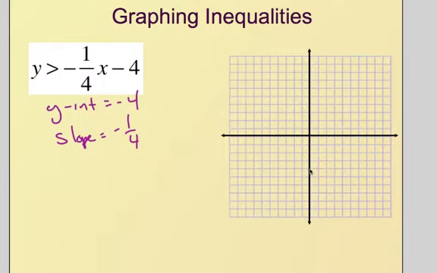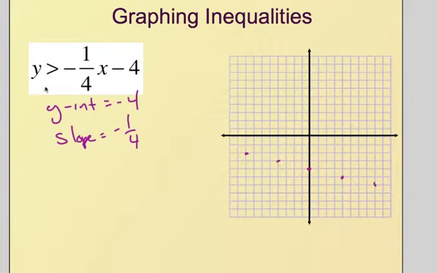Go to the graph. Y-intercept, negative 4. Slope, negative 1/4 is my slope. So my rise is going to be down 1, plus 4. Down 1, plus 4. And again, I can just keep repeating that pattern. I could also go backwards: up 1, back 4. Up 1, back 4. And there's my line.